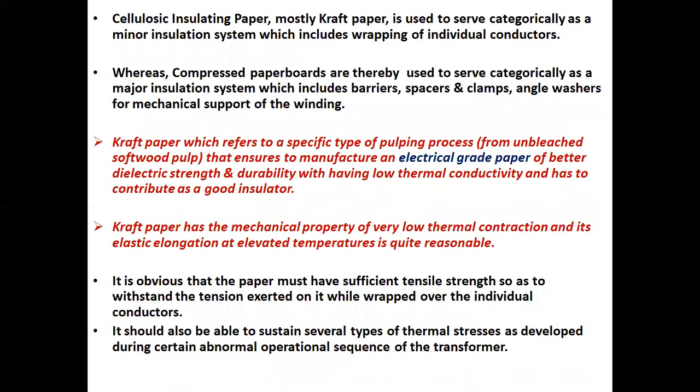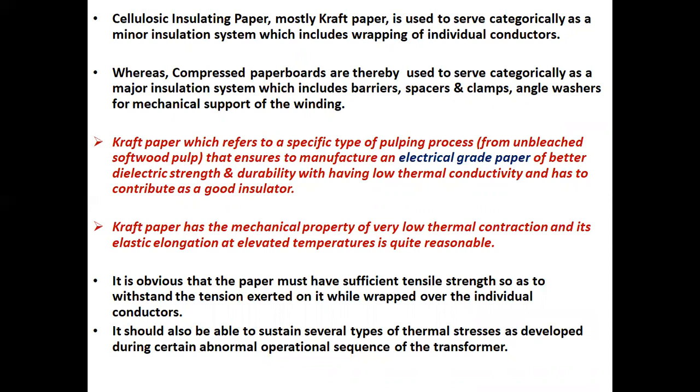Cellulosic insulating paper, mostly kraft paper, is used as a minor insulation system which includes wrapping of individual conductors, whereas compressed paper boards are used as a major insulation system which includes barriers, spacers, clamps, and angle washers for mechanical support of the winding.